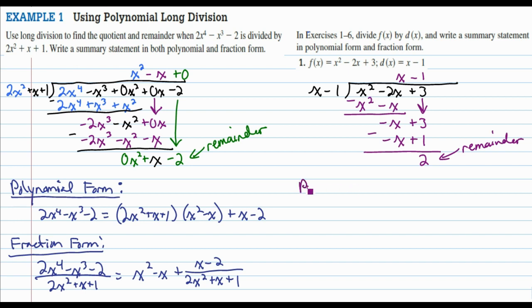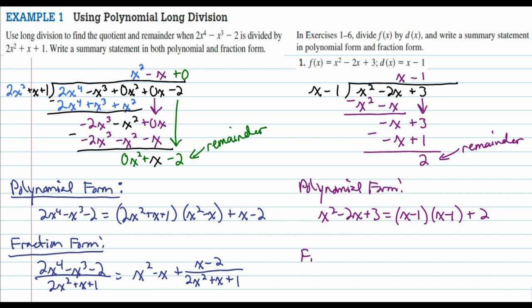Therefore, polynomial form is written as my original function, x squared minus 2x plus 3. That equals, let's see, x minus 1, what I divided by, times what I got, which just so happens to be x minus 1 as well, plus an extra 2. What remained. So if I multiplied x minus 1 times x minus 1 and you FOILed that out and then you added 2, you would get x squared minus 2x plus 3. Try it, I dare you.